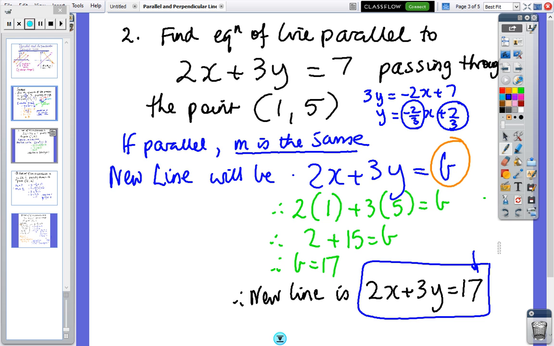Now 17 is not the y-intercept. The actual y-intercept would be 17 on 3. But we're not worrying about that. The question is just find the equation of the line. But 17, and the same with 7, is not the y-intercept because y has a coefficient. So copy that in, and when you're ready, come to the next slide.